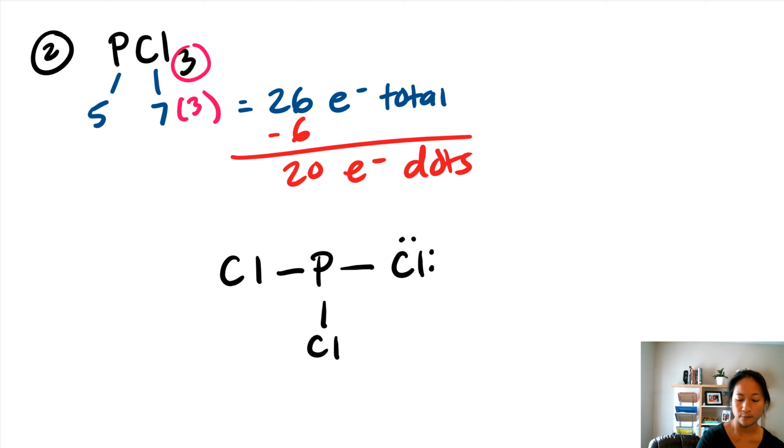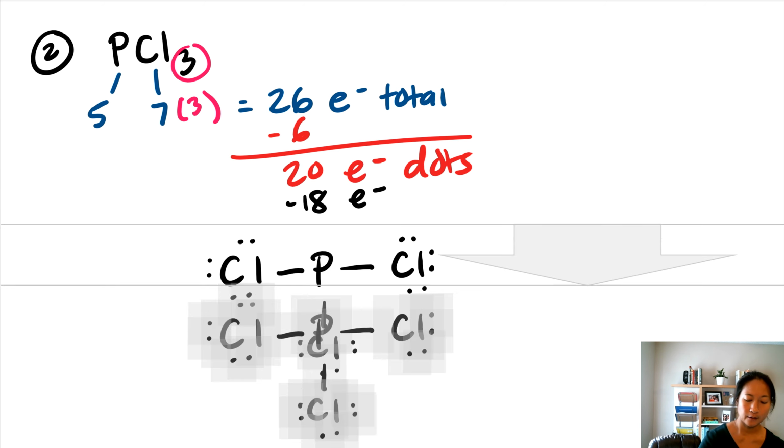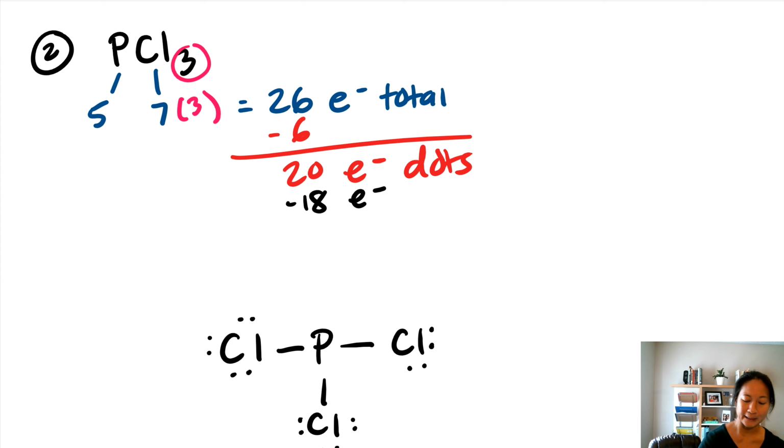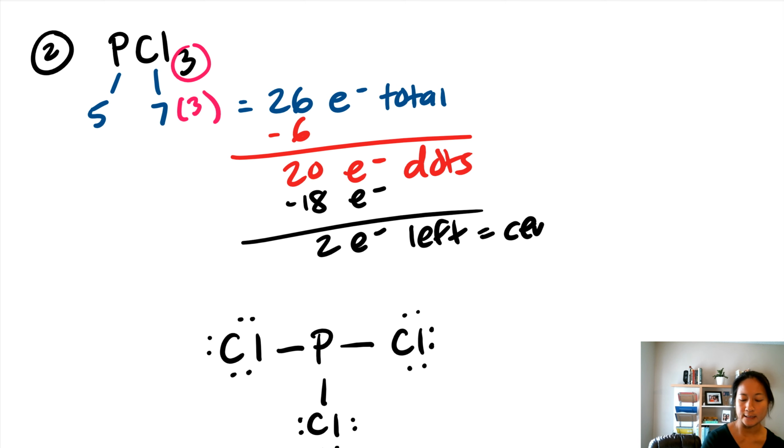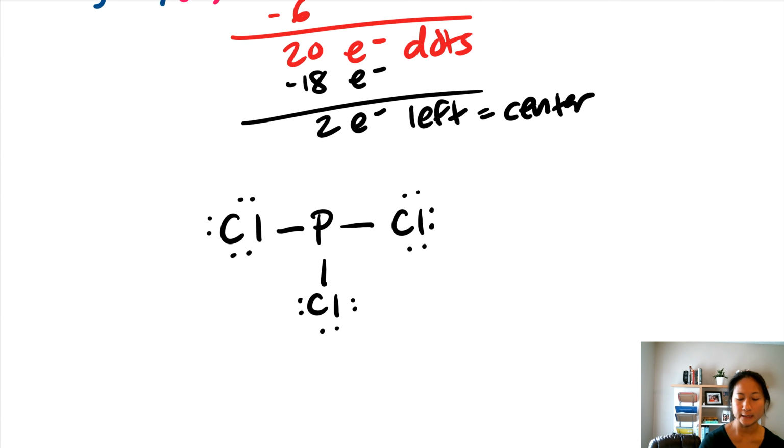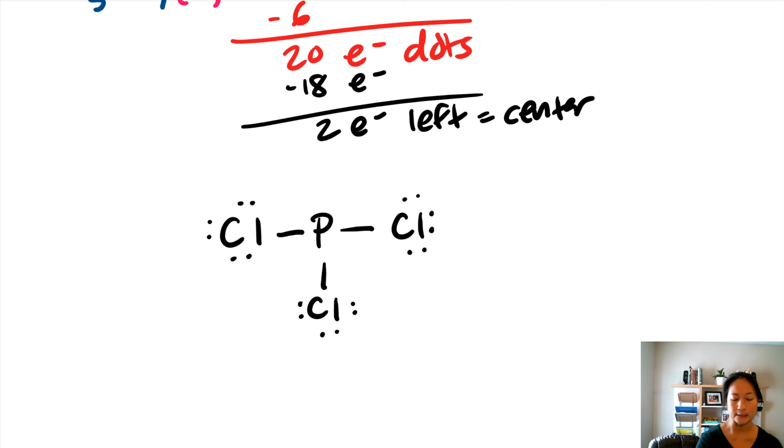1, 2, 3, 4, 5, 6, on each chlorine. Okay, so you have now just used 18 electrons, so we're going to subtract that out. And then any remaining dots, you have 2 left over. Those go on the center atom. Any leftover dots go onto the center atom right on top of that phosphorus.